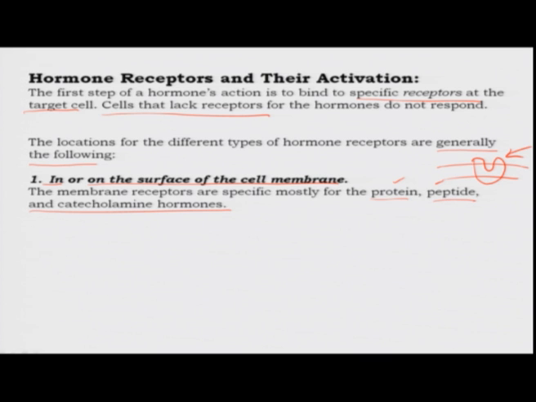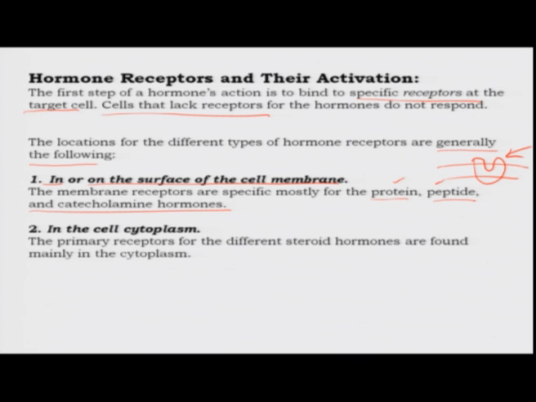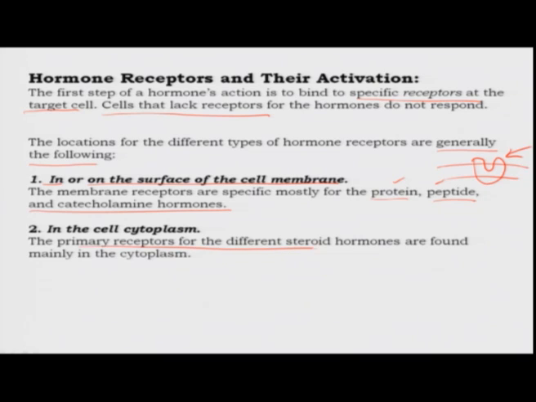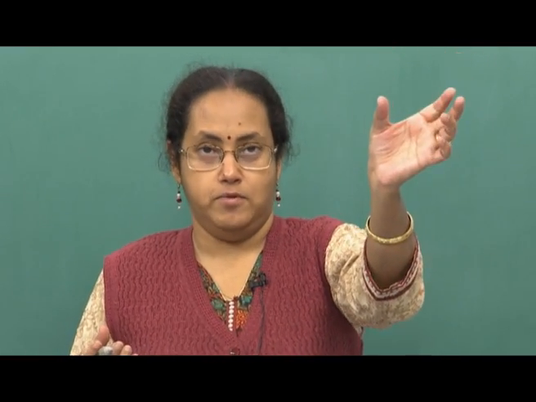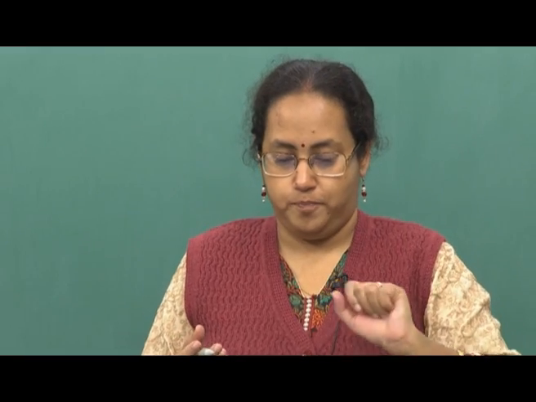Now, there is another class of receptors for a different type of hormone which are present in the target cell cytoplasm, not on the membrane. The primary receptors for different steroid hormones are found mainly in the cytoplasm. Why? Because steroid hormones can easily enter into the cell. So, once they enter into the cell, they can have the receptor in the cytoplasm. They do not need to have it on the surface of the cell in the membrane in order to detect the presence of the hormone. Since they can enter into the cell, these receptors are found in the cytoplasm.